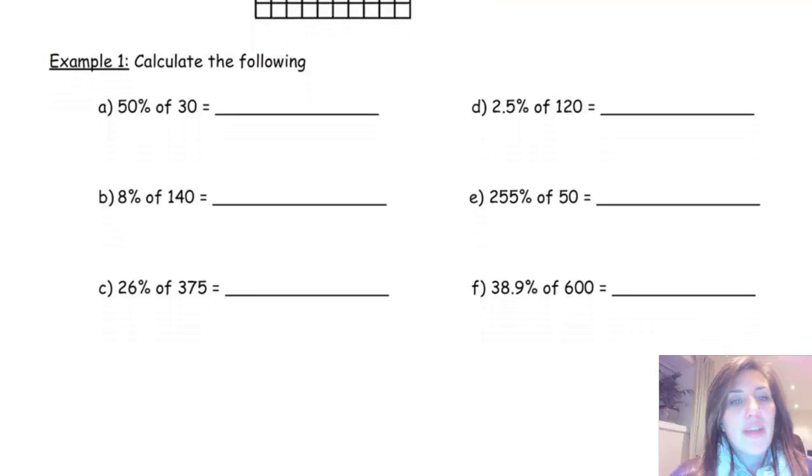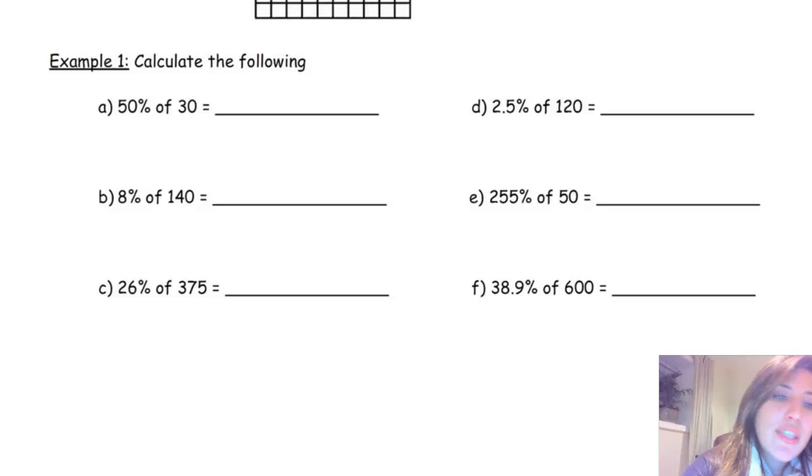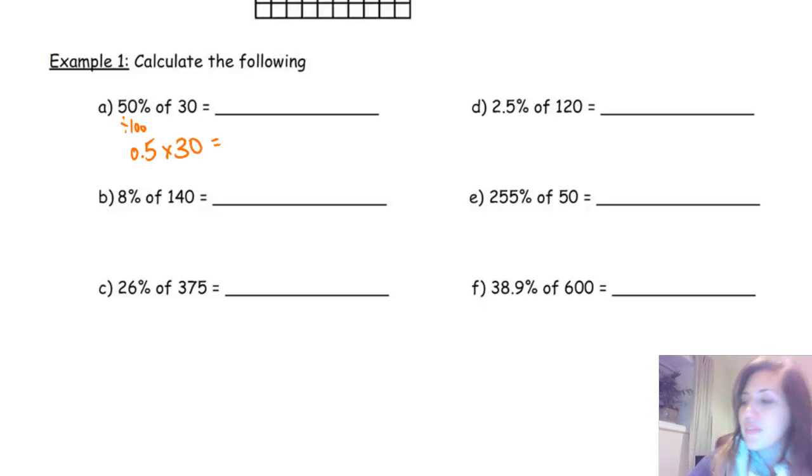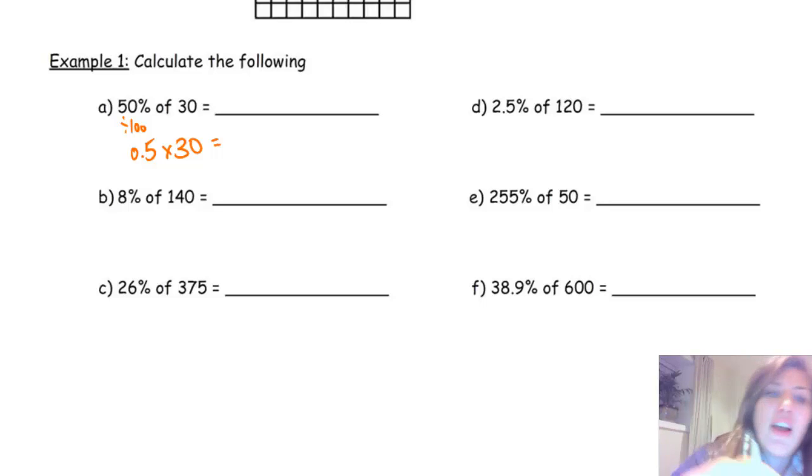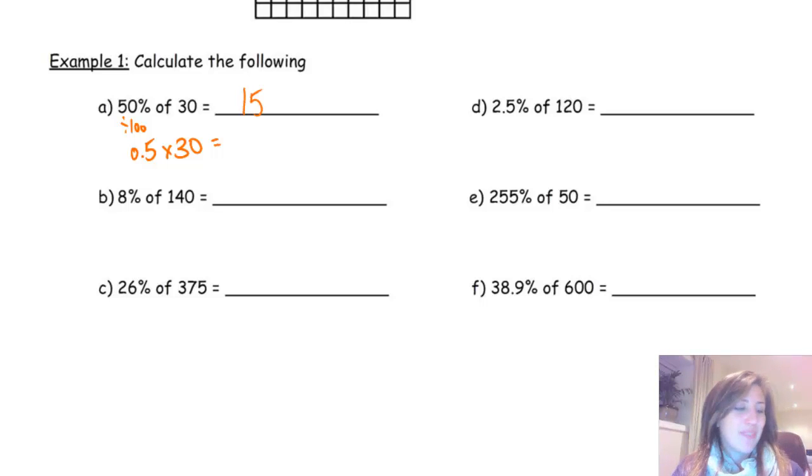So calculate the following. You will get to use your calculator finally in your math class, so let's practice. 50% of 30, you can say 50% as a decimal. You can say 50 divided by 100 gives you 0.5 times 30. So to plug this into your calculator, you would say 0.5 times 30 equals 15. Hopefully you already knew that half of 30 was 15, but let's try another one.